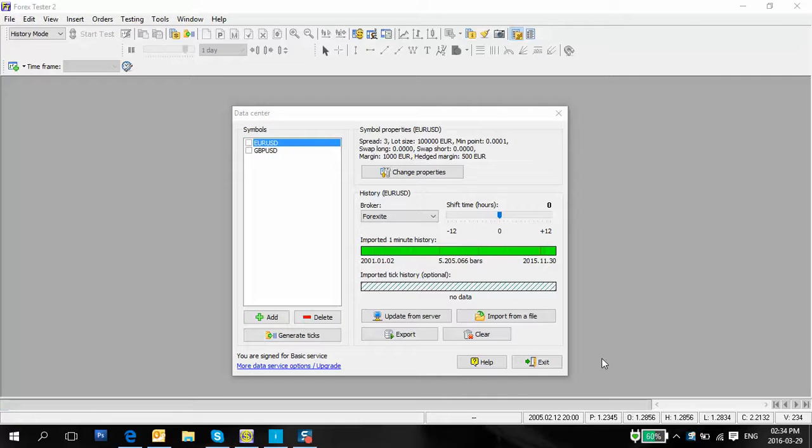In this video, we're going to have a look at a piece of software called Forex Tester 2. Now, while you might think of a flight simulator as something that helps train pilots, Forex Tester 2 is a piece of software that helps train traders. It's a simulator, it's a trading simulator.